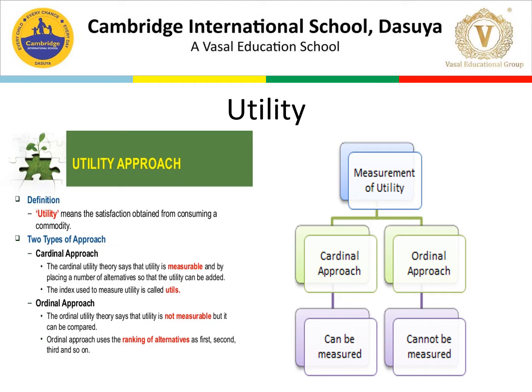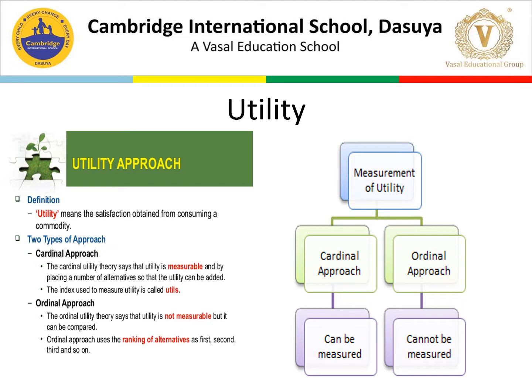There are two approaches when we talk about utility. The first approach is the cardinal approach and the other approach is the ordinal approach. But in our syllabus, it is only the cardinal approach which we have to use. Now, the next flowchart is given to you and the basic meaning is given here. So measurement of utility is done with the help of two approaches, cardinal and ordinal.